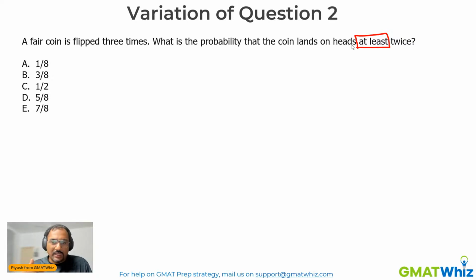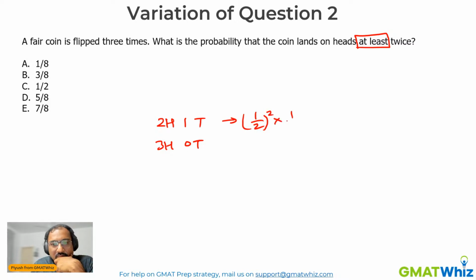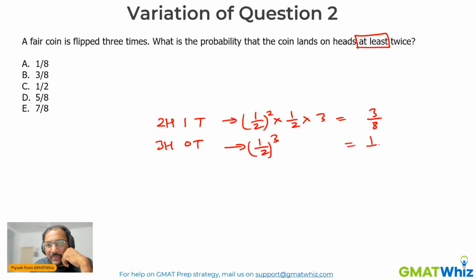Okay, so let's solve this together. I guess you guys have tried it. See, when I have at least two heads, it means I can have two heads, one tail, or I can have three heads, zero tails. This we have already calculated. The probability of this is 3 by 8. This one will be half cubed, which is 1 by 8. You add both of them, you get 4 by 8, which is half. Okay, so that's one way of doing this question.